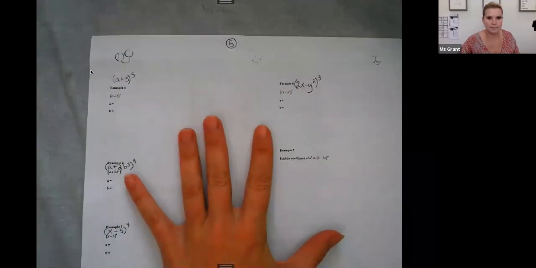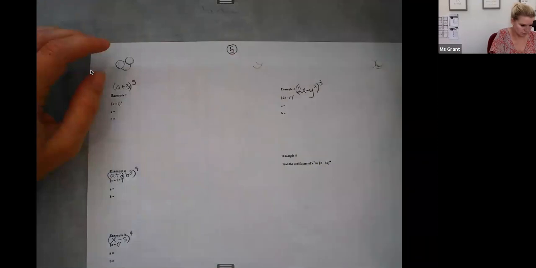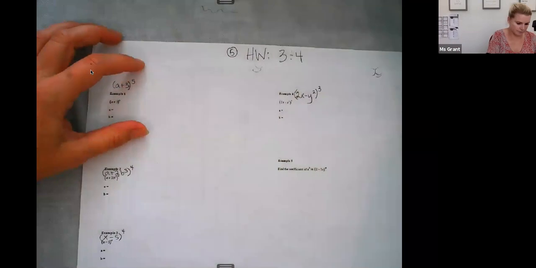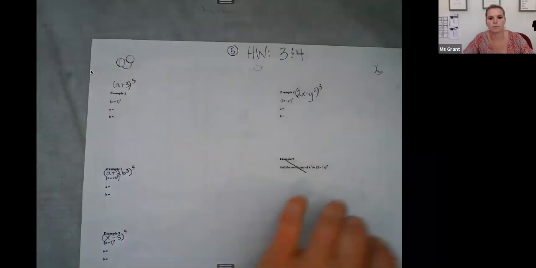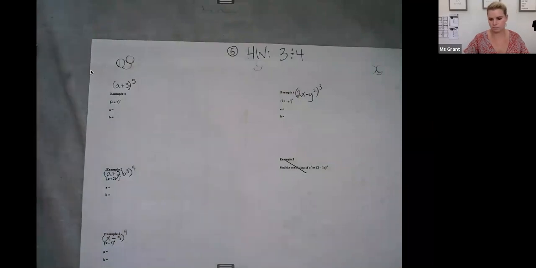I understand that the photocopy did not turn out so nice. So can you guys take a second and write down 1, 2, 3, and 4? Your homework is going to be 3 and 4, okay? You're doing numbers 3 and 4 for homework. You're not going to do 5.